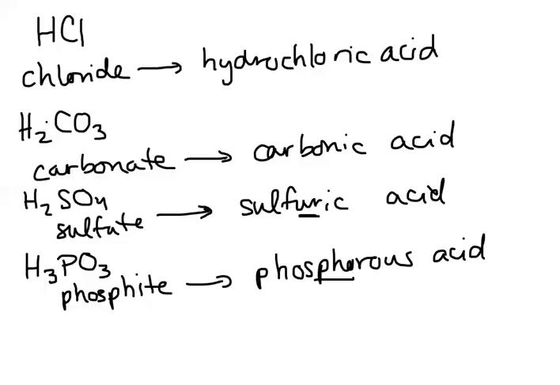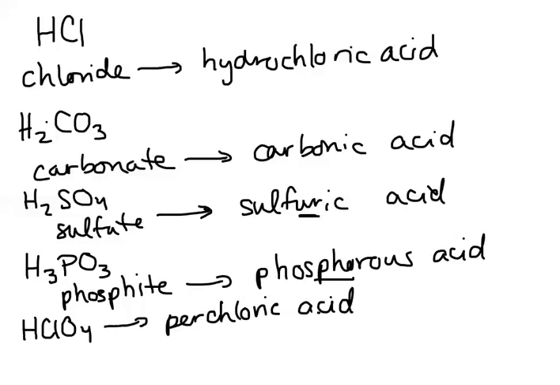How about HClO4? What is that anion? Perchlorate, because chlorate is ClO3 minus. Perchlorate is one more oxygen, ClO4 minus. So it ends in ate, so it's going to become perchloric acid. So you only change the suffix.